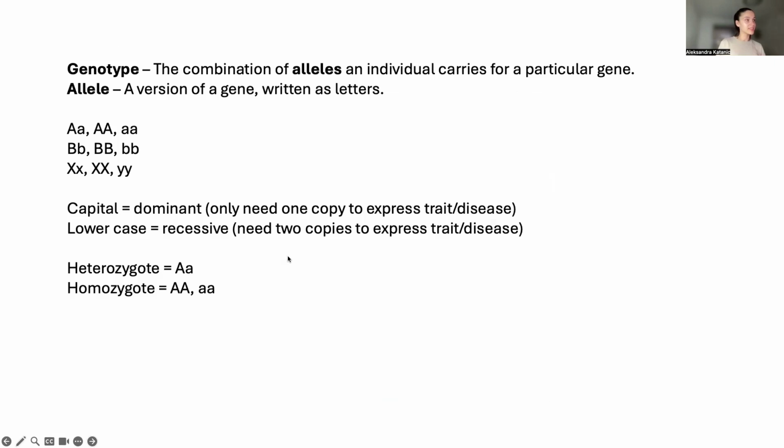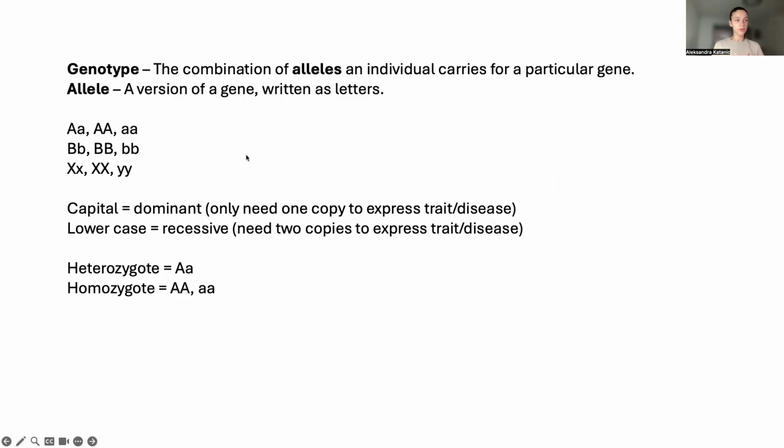Genotype is really important to understand. It's the combination of alleles one carries for a particular gene, okay? And an allele is a version of a gene. It's written as letters, okay? There are many genes on the chromosome, but an allele is the type of version that the child got from the parents, okay? They can be dominant and recessive. We write dominant genes as a capital letter and then recessive ones as a lowercase letter, okay?